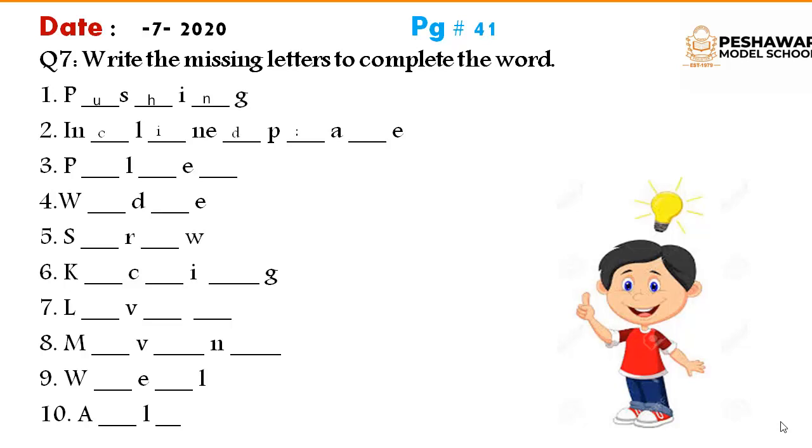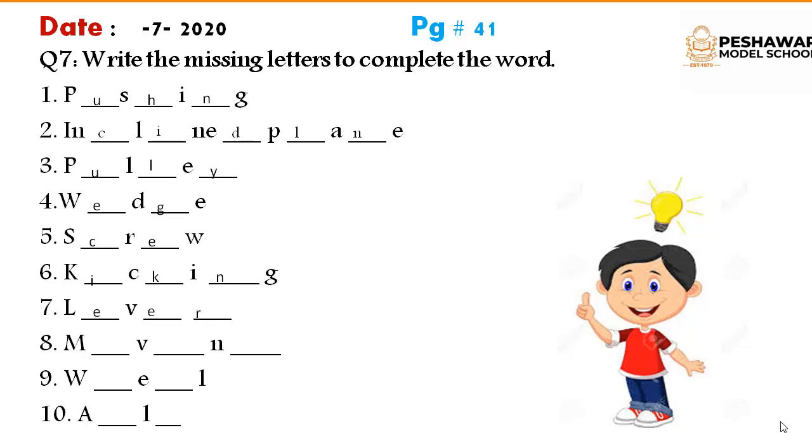Number 2 is inclined plane. I-N-C-L-I-N-E-D P-L-A-N-E, inclined plane. Number 3 is pulley. P-U-L-L-E-Y, pulley. Number 4, wedge. W-E-D-G-E, wedge. Number 5 is screw. S-C-R-E-W, screw. Number 6 is kicking. K-I-C-K-I-N-G.